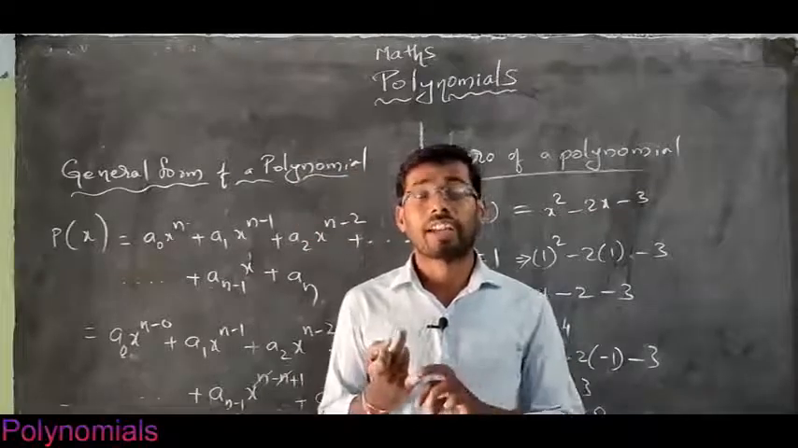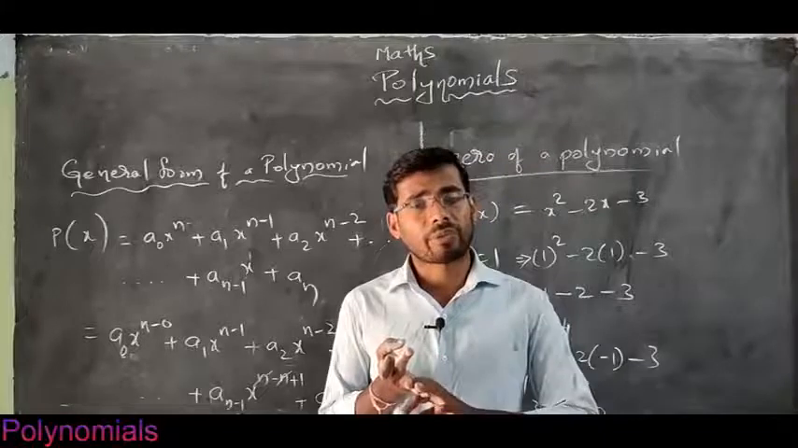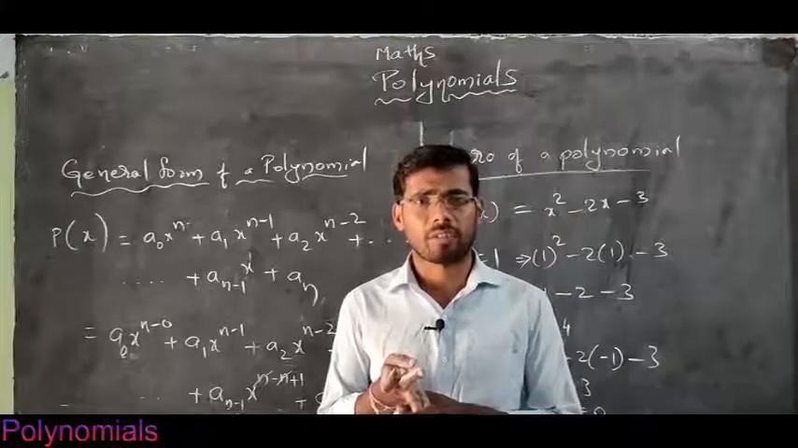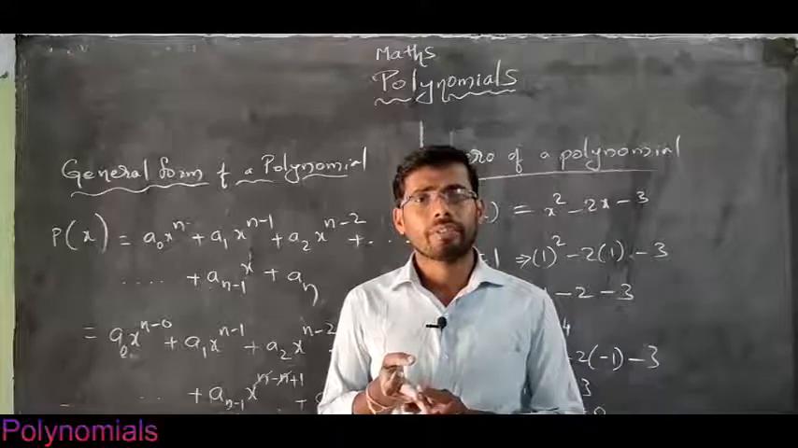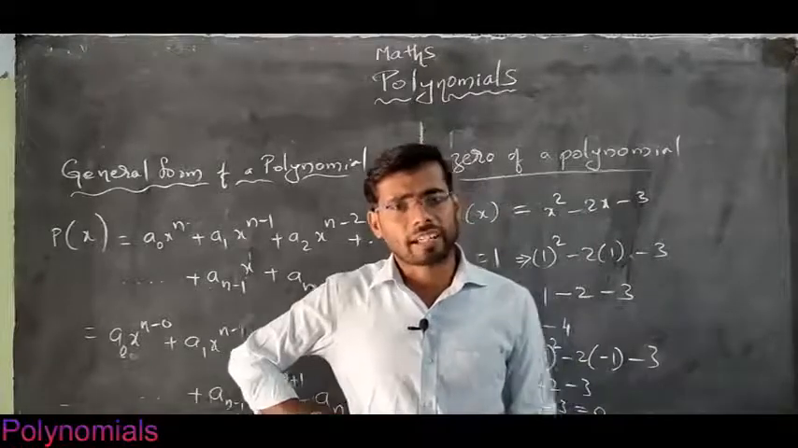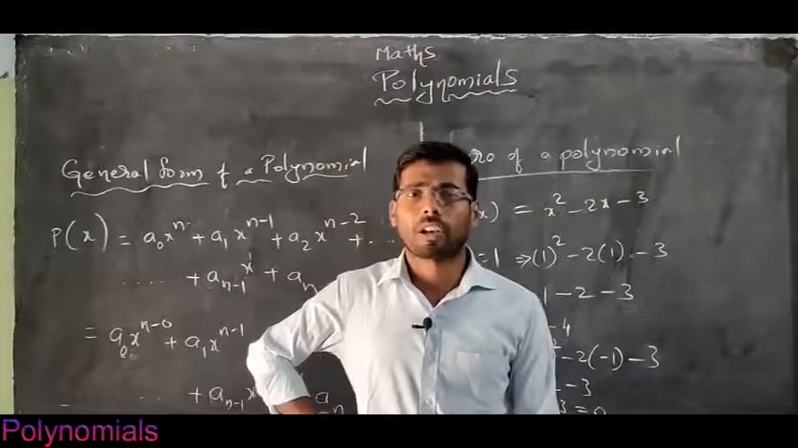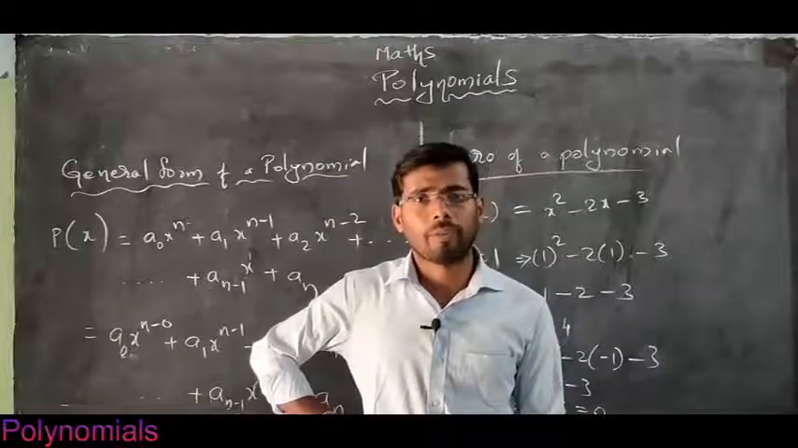First, the variable's powers are negative; second, the variable's powers are fractional or rational numbers; third, whenever the variables are in the denominator of a polynomial or an expression, it is not a polynomial. You have to remember these three.